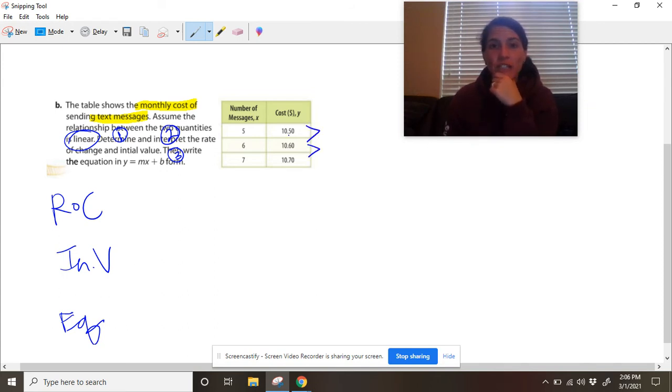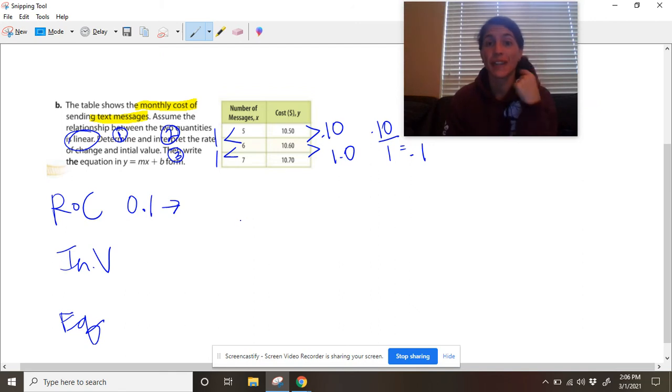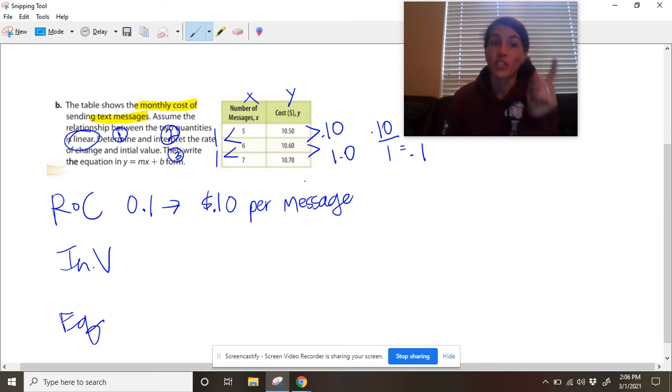The rate of change, what is the change? So it looks like it's going up by 10 cents, and this side is 1. So 0.10 over 1 is just 0.1. So that's 0.1. That's determined. Now interpret it means, okay, the y, this is cost. So 10 cents per message. I got it because I do the y over x, 10 cents per message. So I've determined and interpreted.